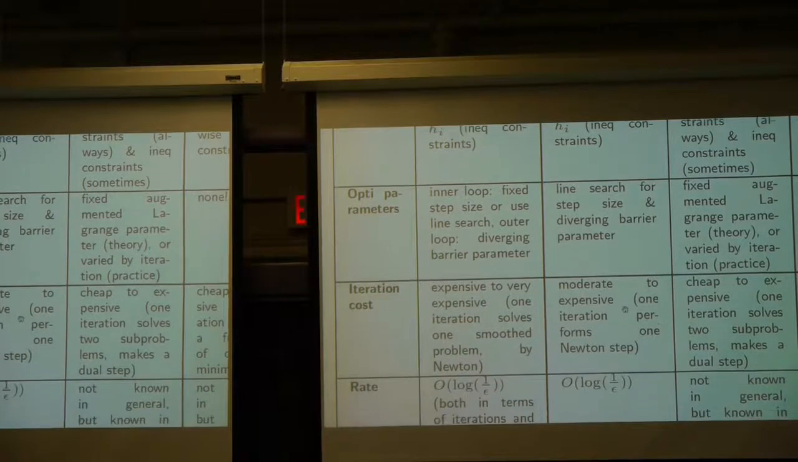How about the iteration cost? Here I'm defining one iteration of the barrier method to be one Newton solve. I solve one problem that's smooth via Newton's method. That's one iteration. And then I change the barrier parameter, and I solve the problem again. So that's a very expensive iteration, because I have to run Newton's method until convergence on a smooth problem. For the primal dual interior point method, if I'm considering one iteration, one Newton step, then it's the same cost as one step of Newton's method. So it's kind of moderately expensive.